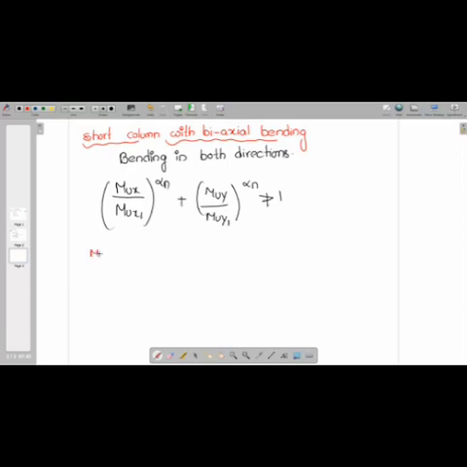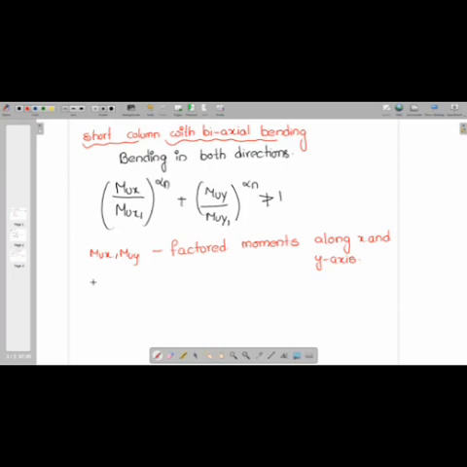What is MUX and MUY? MUX and MUY are the factored moments along X and Y axis. These are the factored moments along X and Y axis.